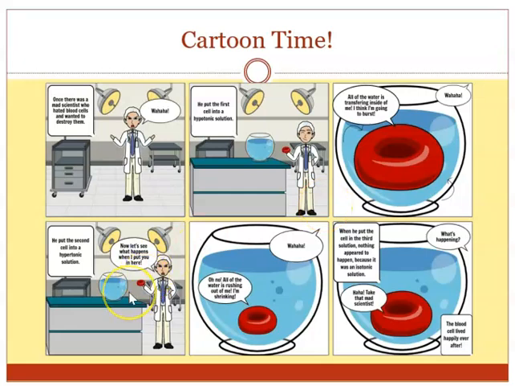Next, the mad scientist put the red blood cells in a hypertonic solution. And guess what? The red blood cells shrunk. And finally, the red blood cells were put in an isotonic solution and nothing happened. They were completely happy. So this is just a fun little cartoon to show you the difference between the three different types of solutions.